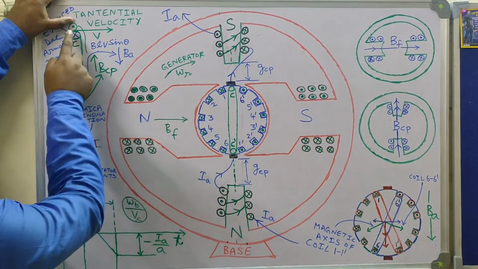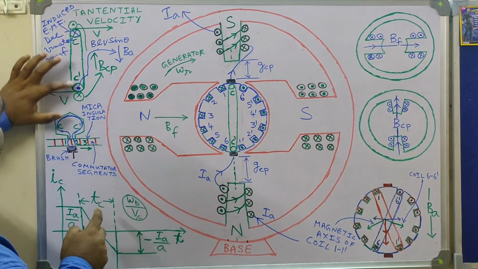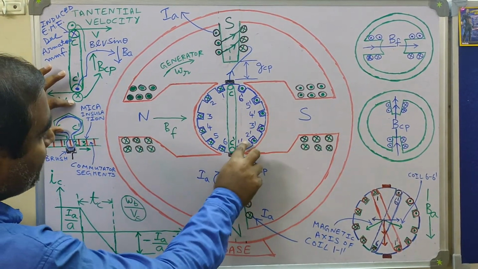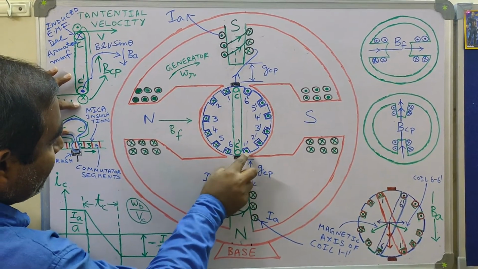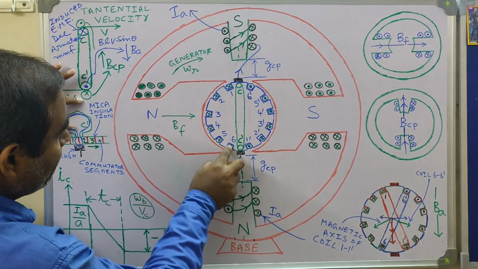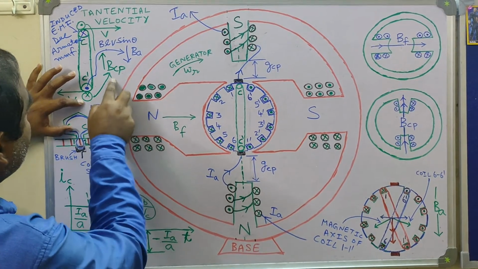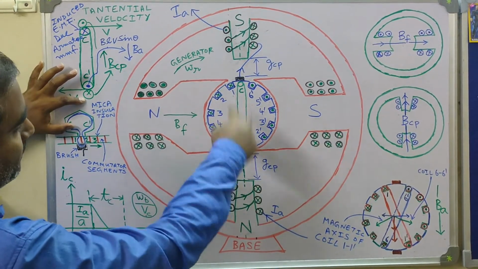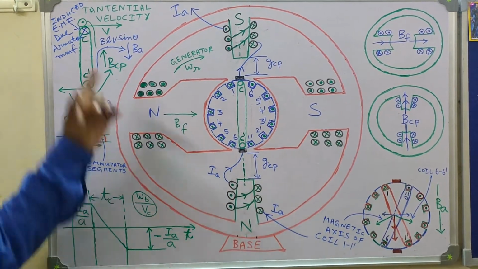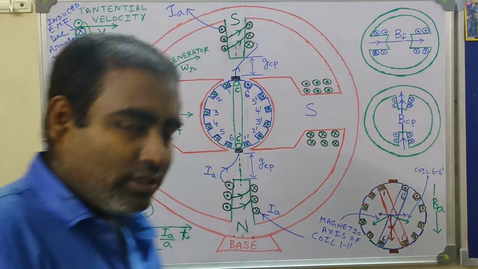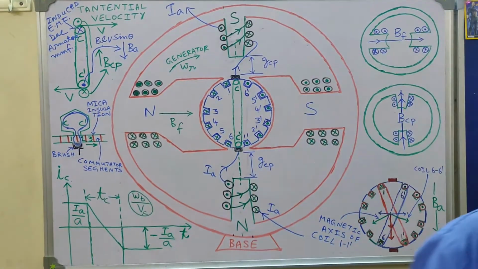In coil side C, it is dot. Likewise for coil side C dash, it is cross. So when coil side 1 dash moves to this side, it has to acquire dot polarity. That dot polarity is being induced by the interpole flux density BCP. Now besides this, we need to keep one more point in mind.